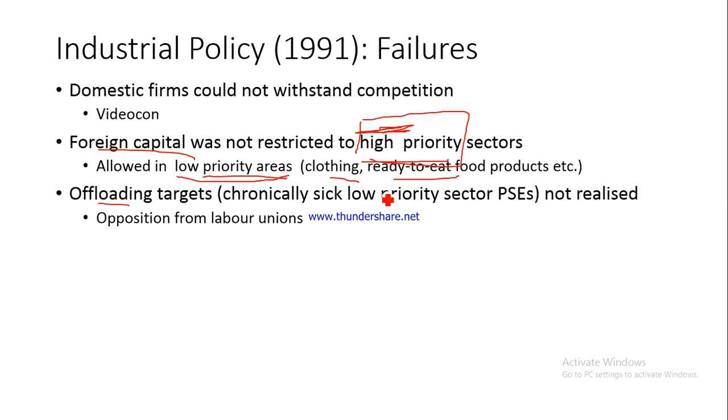And why were the labor unions opposing? Labor unions were opposing because they knew that if a new management takes over, and it would be basically a private enterprise, they would be more concerned with the profit motive, and they may go on to exploit the workers just to increase their profit levels. So that was one concern that the labor unions had, and they opposed it.